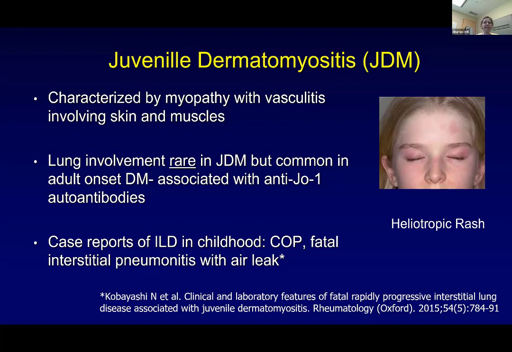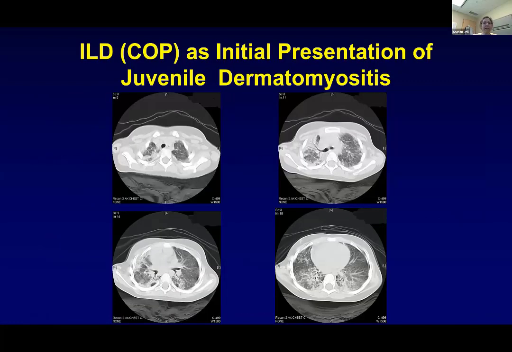JDM is another disease that can be associated with fatal interstitial lung disease. You probably have all learned about JDM in your pediatric residency, but you probably have not seen a case of interstitial pneumonitis associated with JDM, because it's very rare. But when it does happen, beware, because unlike SJIA, with JDM it tends to progress very rapidly. And it's often fatal.